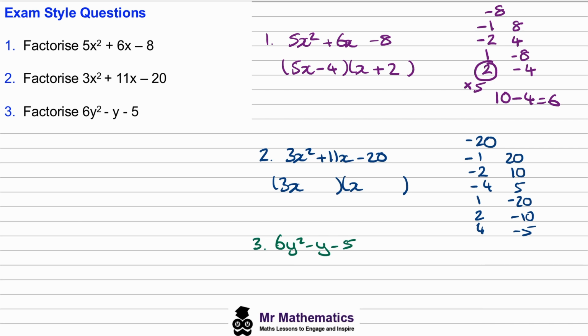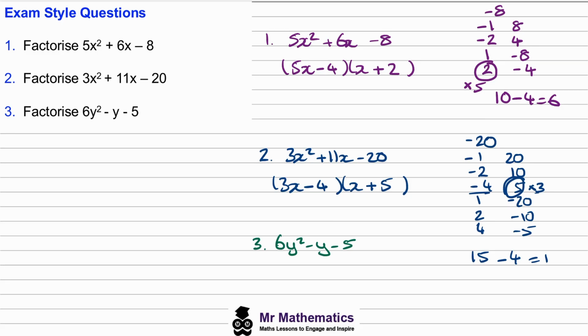So the question is, which is our correct pair? Well, if we times this 5 by positive 3, then we'll get 15. And the 15 take away the 4 will give us 11. So we need to multiply this 5 by the 3, and that'll be 3x minus 4. Did you get that?